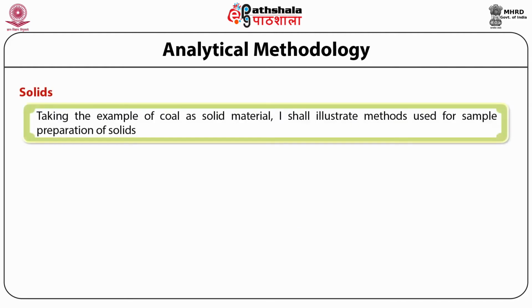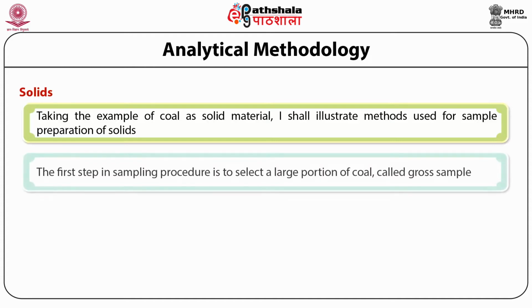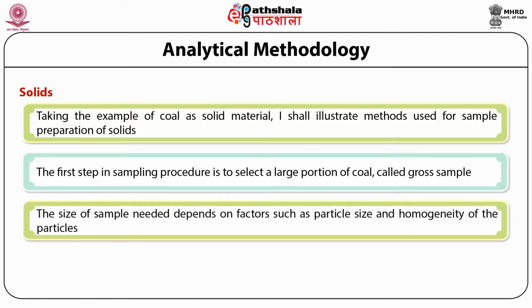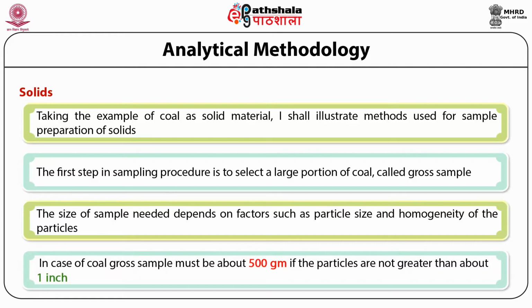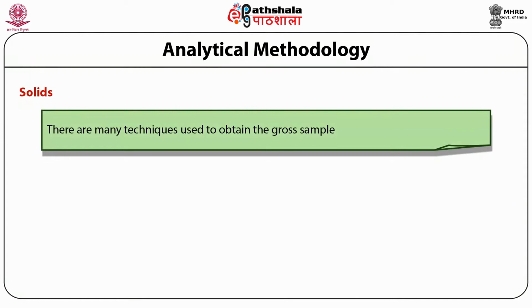By taking the example of coal as solid material, I shall illustrate methods used for sample preparation of solids. The first step in the sampling procedure is to select a large portion of coal called the gross sample, which, though not homogeneous itself, represents the average composition of the entire mass. The size of the sample needed depends on such factors as particle size and homogeneity of the particles. In the case of coal, the gross sample must be about 500 gram if the particles are not greater than about half inch. There are many techniques used to obtain the gross sample.